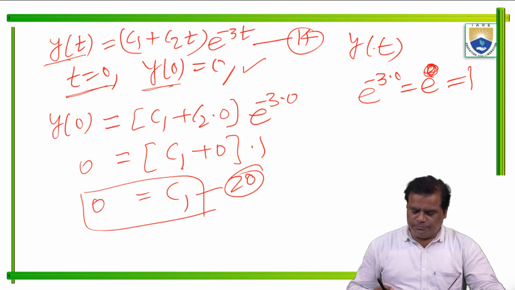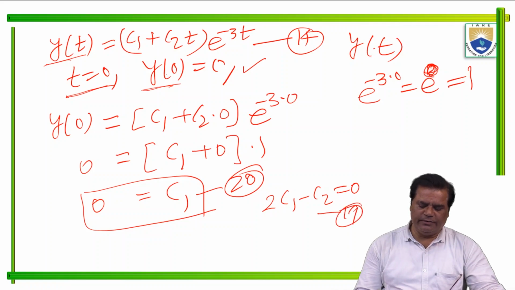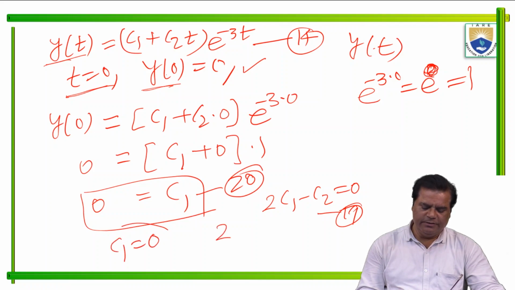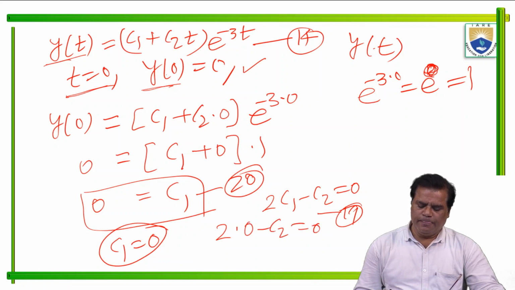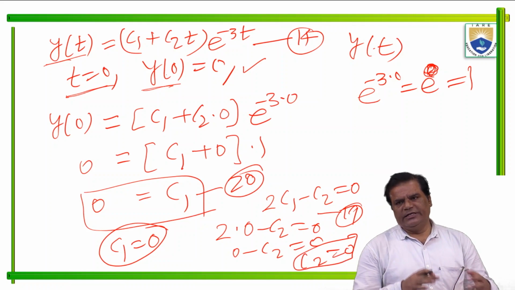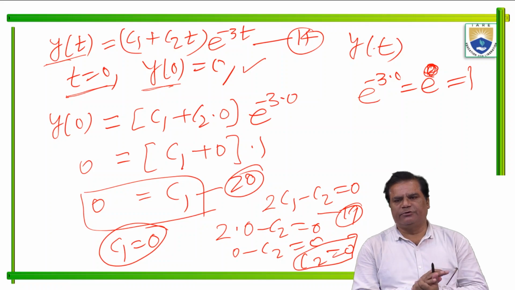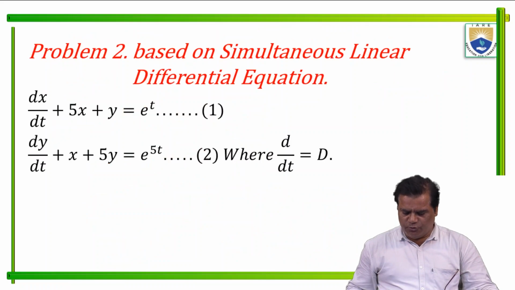Now the last is equation 19: 2c1 minus c2 is 0. Putting here c1 as 0, so 2c1 is 0, 0 minus c2 equal to 0, means c2 equal to 0. So both constants are 0. So what is the final value of our solution after applying the initial conditions? Putting constants c1 and c2 in our solution, we get the complete solution.